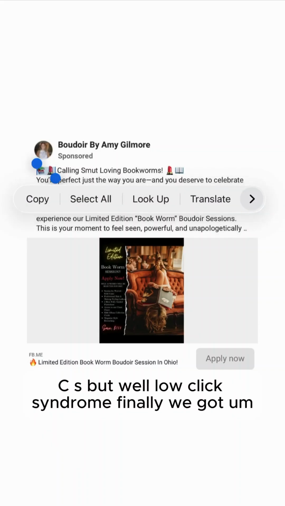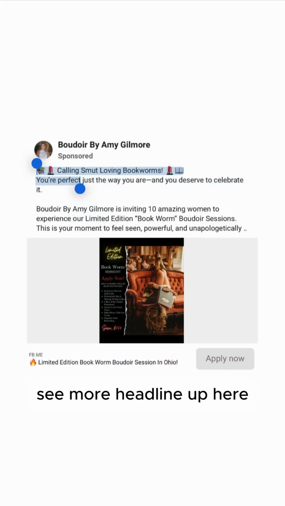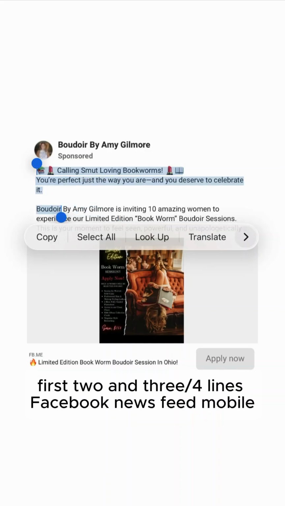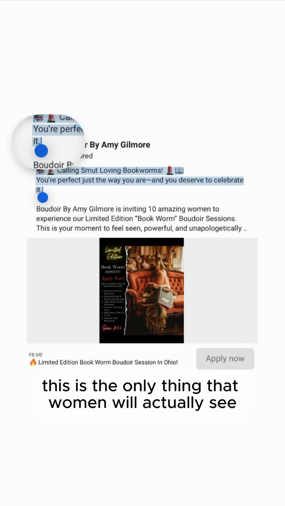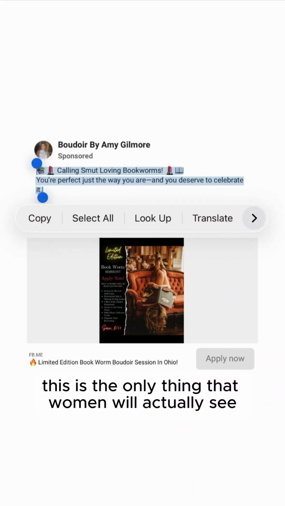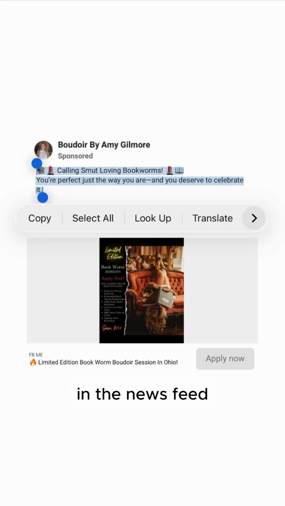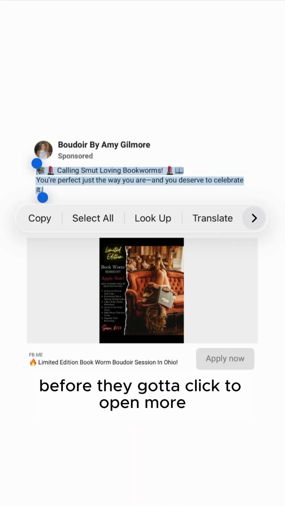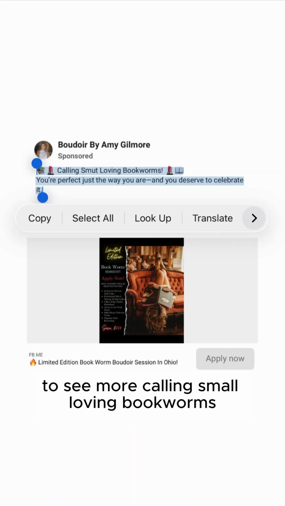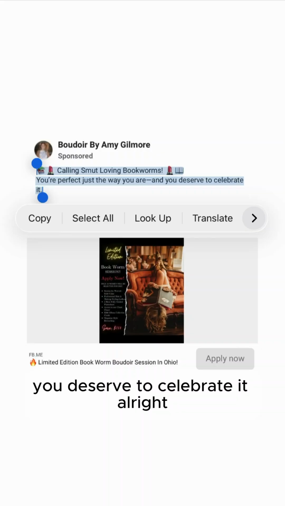Finally, we've got the see more headline up here. First 2 3/4 lines, Facebook newsfeed mobile. This is the only thing that women will actually see in the newsfeed before they have to click to open more to see more. Calling all small 11 bookworms. We just deserve to celebrate. All right, so small amounts of context here, but this is the lack of context mistake.